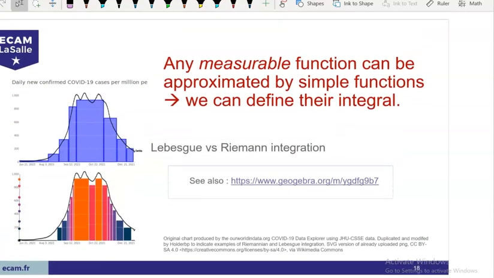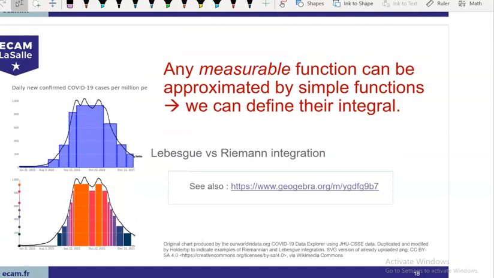Here we've got some nice drawings that try to show you this. These two graphs come from Wikipedia. They are the chart of COVID cases at some point in some place. So you've got a nice function. If you wanted to do the Riemann integral, you would proceed this way, meaning you would discretize the interval, and then do the sum of the areas of the corresponding rectangles. If you want to do the Lebesgue integral, this is how you would do.